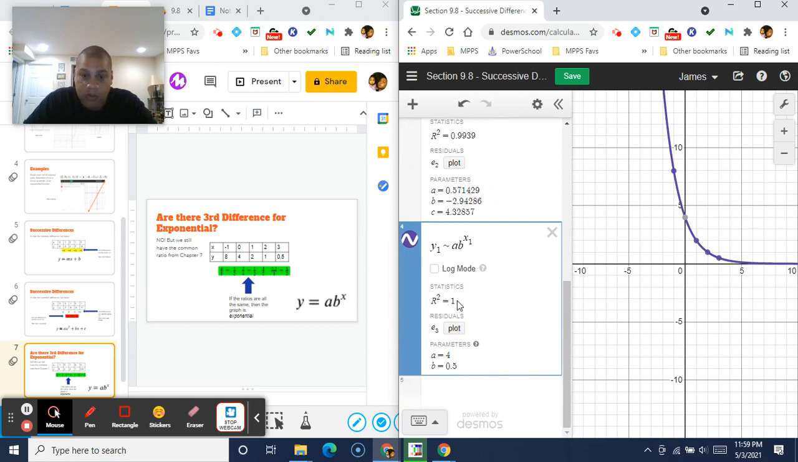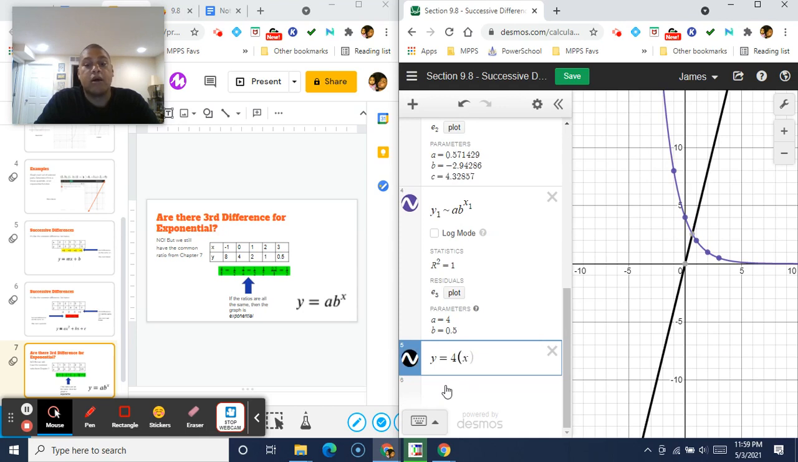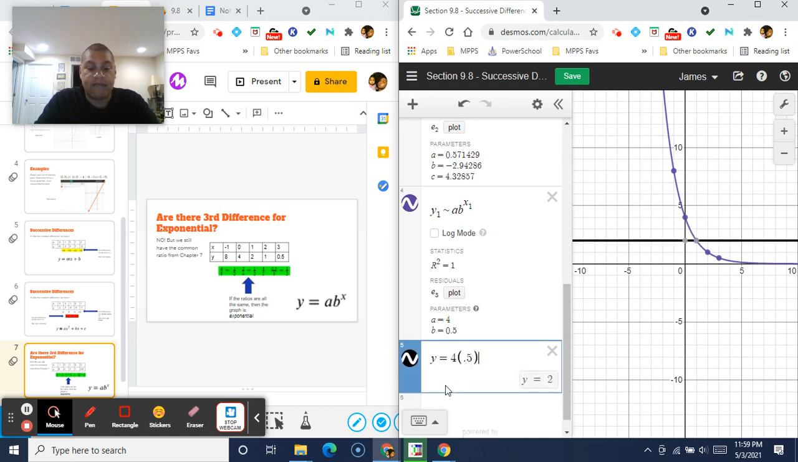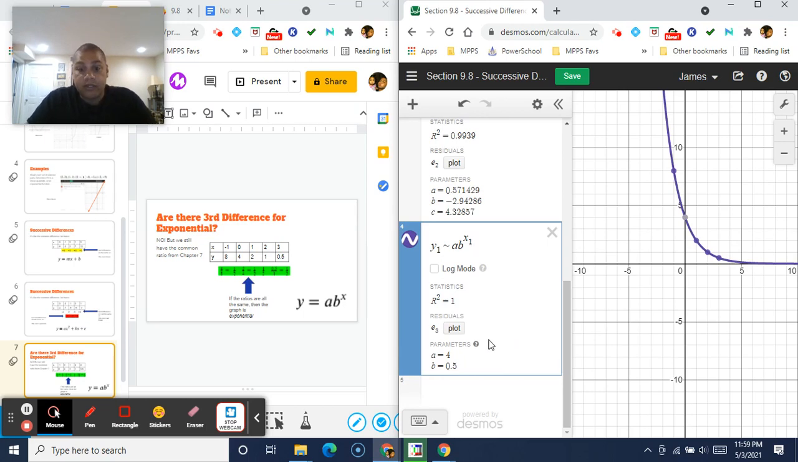My R value, R squared, is 1. And sure enough, there are my parameters, right? A is 4, B is 1. So my equation would be y equals 4 times 0.5 to the x. And that just perfectly turned black because I changed color of it, okay? All right, so that's your homework.